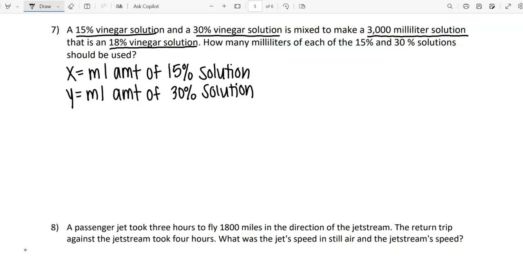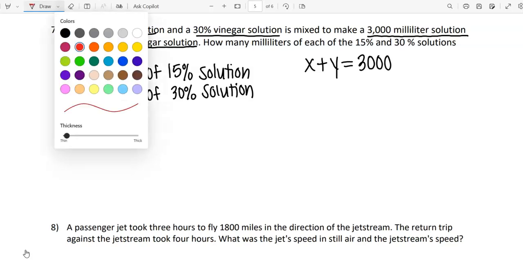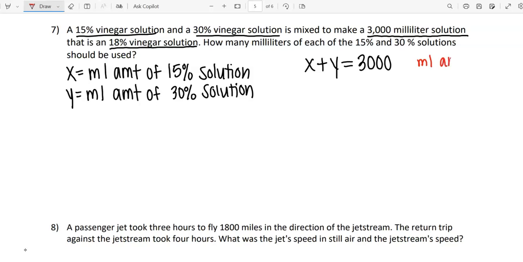You should have 2 equations here. One equation representing the percentage of vinegar in your solutions. The other equation is how many milliliters are in each solution. So let's start with the milliliters in each solution. X is the milliliters in the 15% solution, so X. Plus Y is the milliliters in the 30% solution, so Y. What is that equal to? 3,000. That's your total amount of milliliter solution. So this equation represents the milliliter amount.